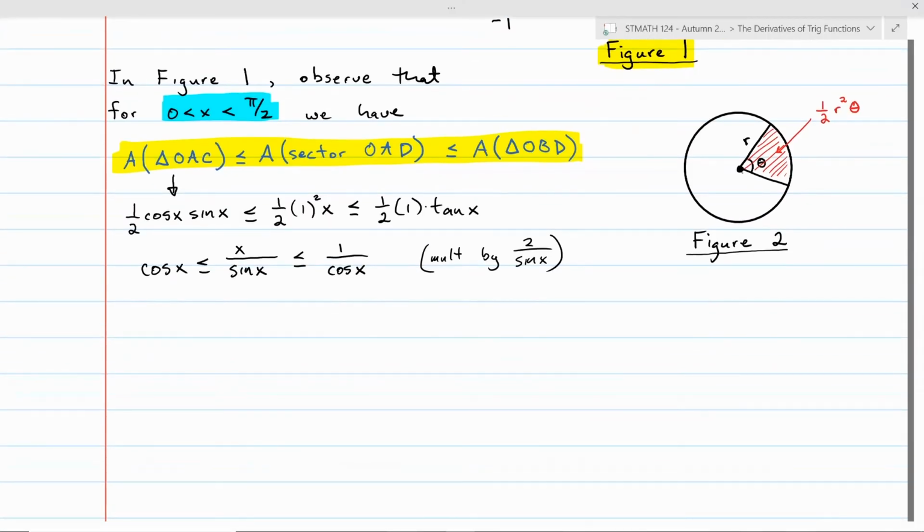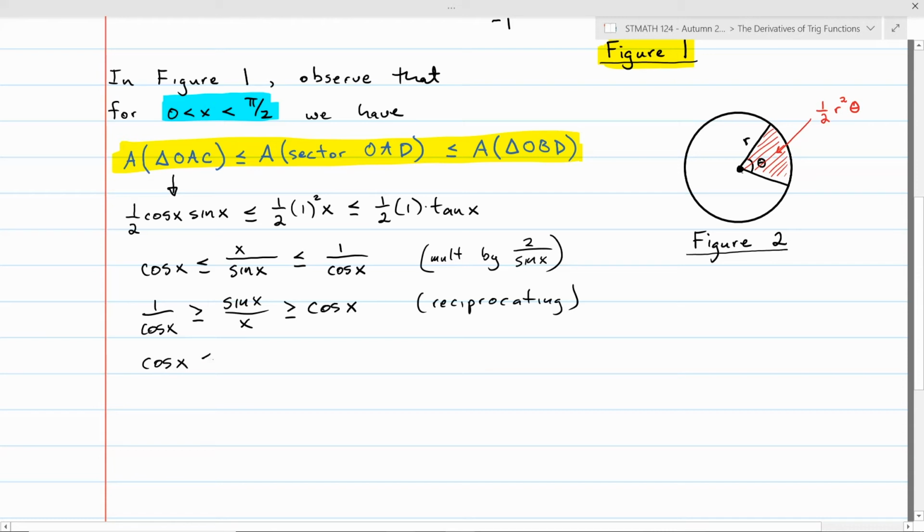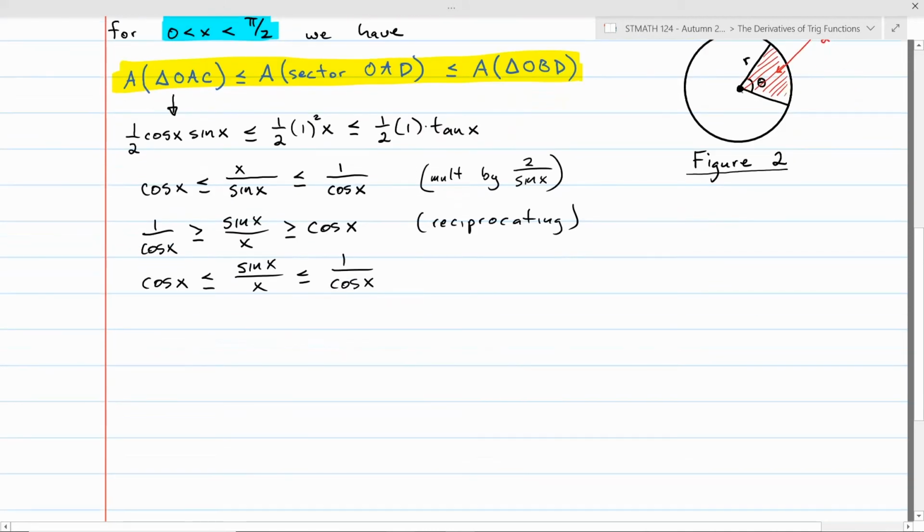Okay. Now look in the middle. I've got x over sine of x. So I want to reciprocate that. It turns out if you reciprocate both sides of an inequality, it just has the effect of reversing the inequality. So if I reciprocate this first inequality here, it'll become 1 over cosine of x is greater than or equal to sine of x over x. And likewise, when I reciprocate the second inequality, it becomes sine of x over x is greater than or equal to cosine of x. I'm going to just go ahead and write that inequality where the inequalities are pointing the other way. So just turn the whole thing around like this. Okay, so now we're at the point where we can apply the squeeze law.